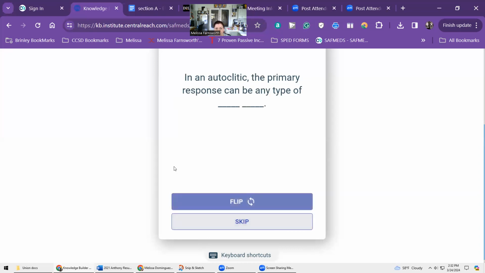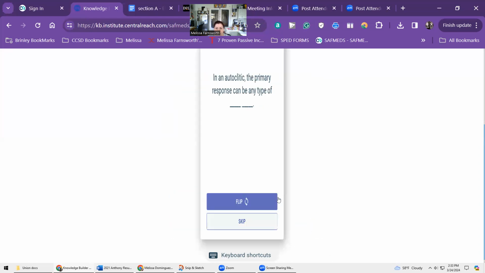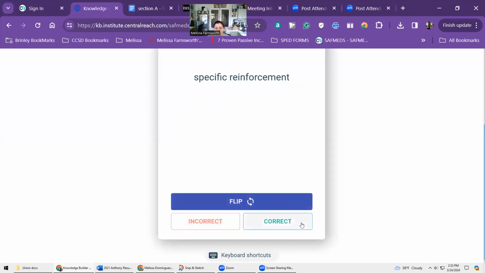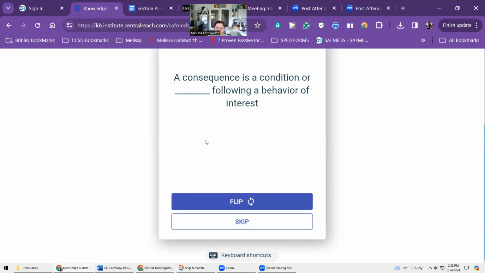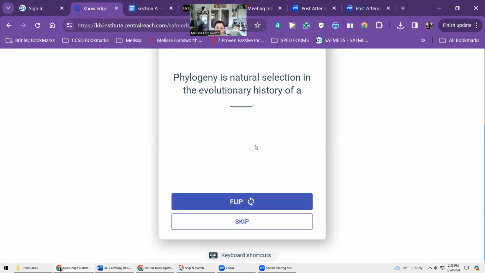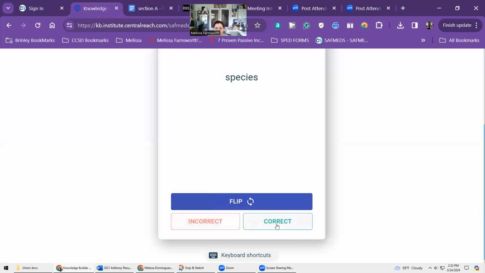Conditioned reinforcer. In an autoclitic, the primary response can be any type of blank blank. Verbal operant. A mand's form is under the control of motivating operations in blank blank. Specific reinforcement. A consequence is a condition or blank following a behavior of interest. Stimulus. The goal of errorless learning is blank stimulus control with a minimum of errors. Transferring. Phylogeny is natural selection in the evolutionary history of a blank species.